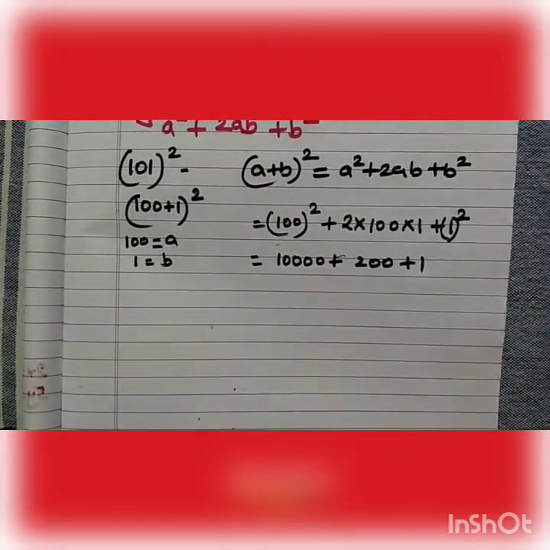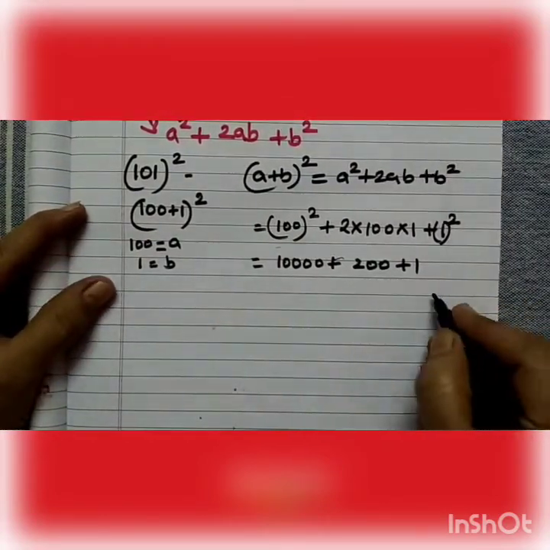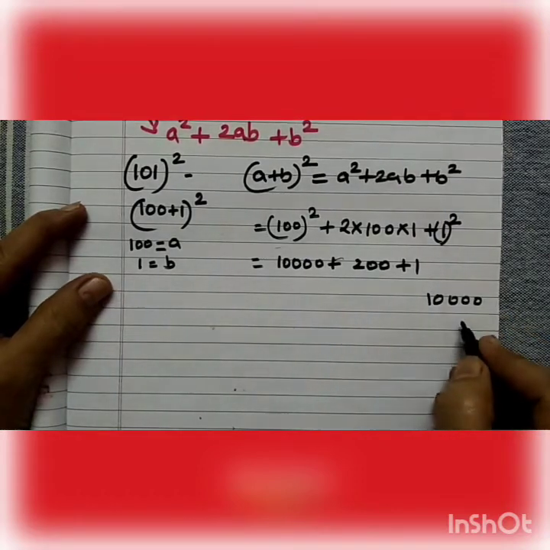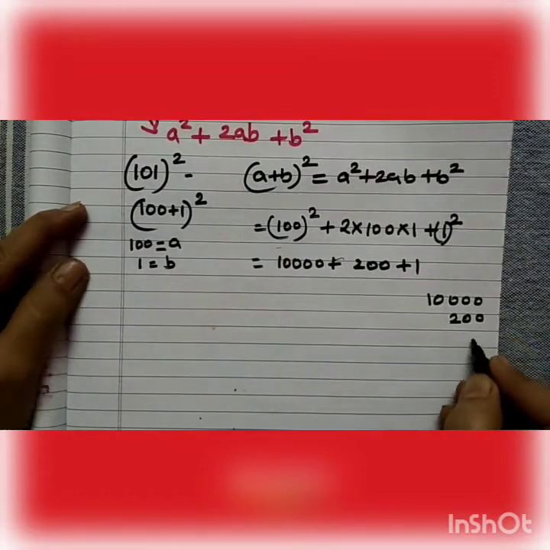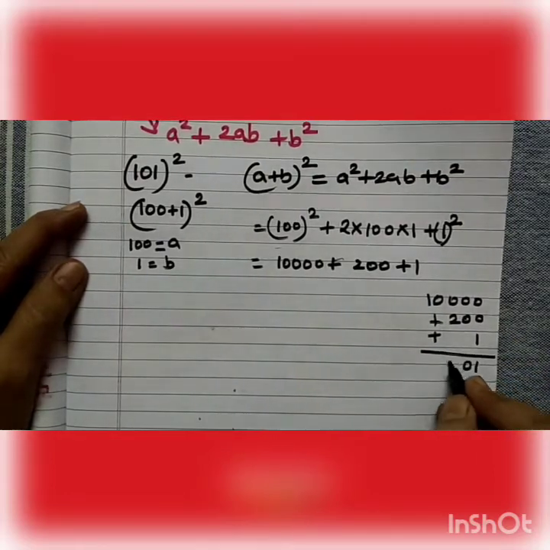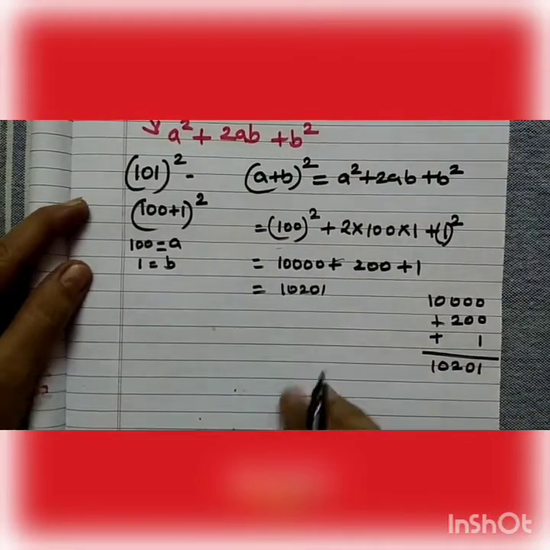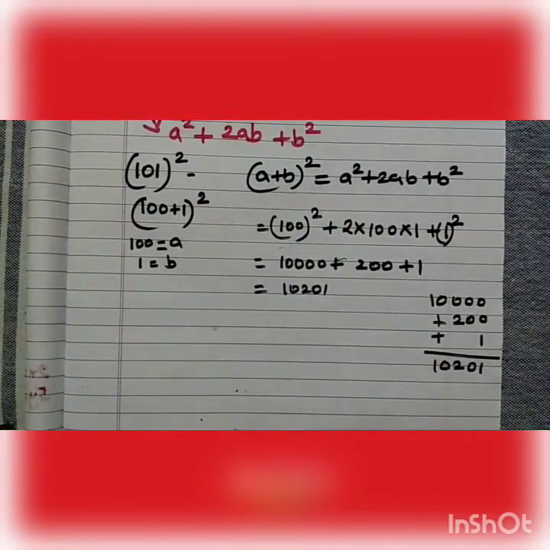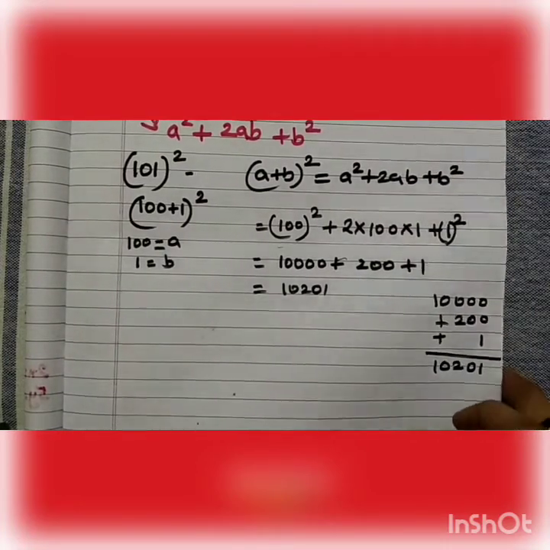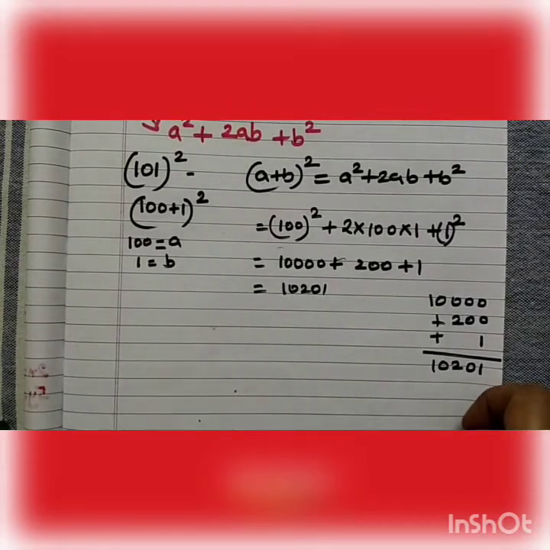So we'll just do the addition. If you cannot do the addition like that, write it one below the other like this. This is 10,000, then 200 will be here, and 1. Add them: 1 0 2 0 1. So our answer is 10201. So we get the answer very quickly without doing the actual multiplication. Now in the same way we have to do the next sum, that is 98. Now what formula will we be using there?